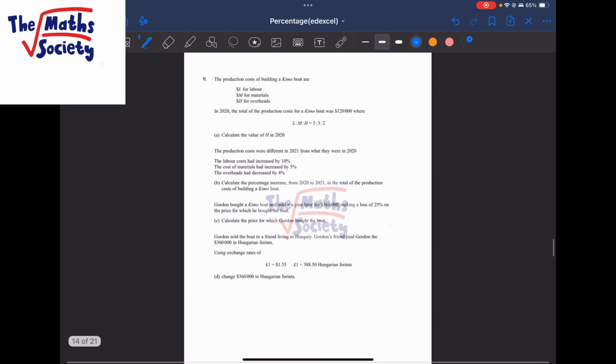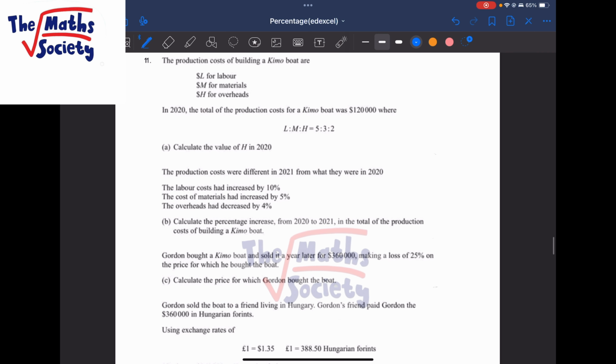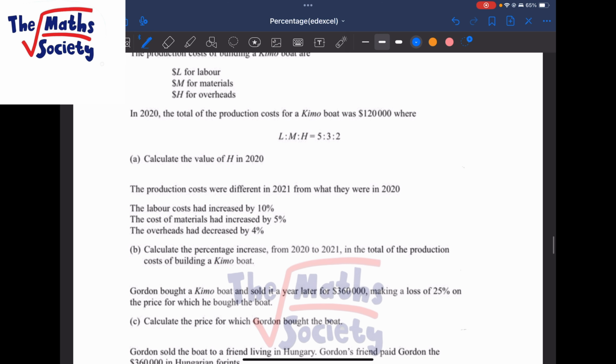Okay, so this is number 11. Number 11 gives that the production cost of building a chemo boat is L dollars for labor, M for material, H for overhead. In 2020, the production cost was $120,000, divided in the ratio of 5:3:2.